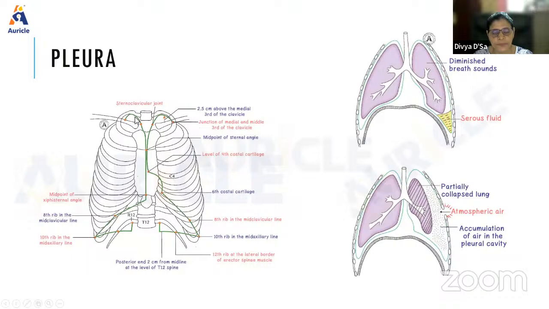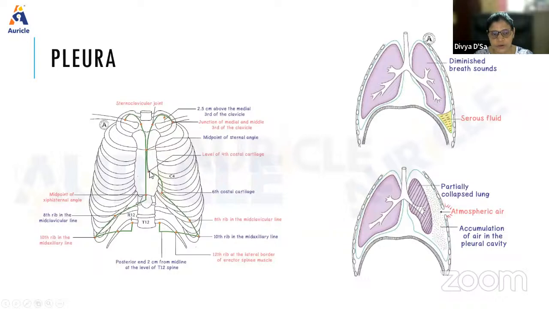When you join this point, the middle third of the clavicle as well as 2.5 centimeters above that, and at the sternoclavicular joint, when you mark a point, what you get will be the cervical pleura. So from this point, you mark here, then you mark the midpoint of the sternal angle. Below this, the mediastinal pleura will differ on the left side and the right side. On the left side, you mark on the sternum at the level of the fourth costal cartilage, and next you mark on the sixth costal cartilage.